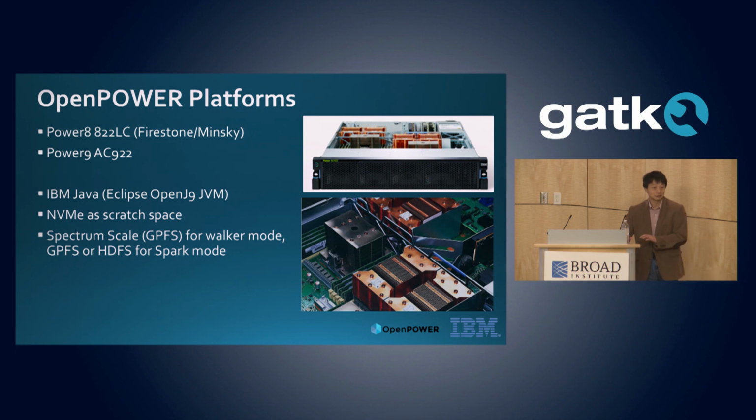IBM Power is designed as a heavy-core system, with very big memory bandwidth, a large number of cores and a large number of threads, which is very suitable for this kind of big data application. Usually we recommend people use IBM Java, which is also an open source component. We use NVMe as scratch storage, or SSD if you prefer. For the Docker mode, the recommendation is GPFS, and personally I use HDFS, and Carl uses GPFS for Spark workloads.